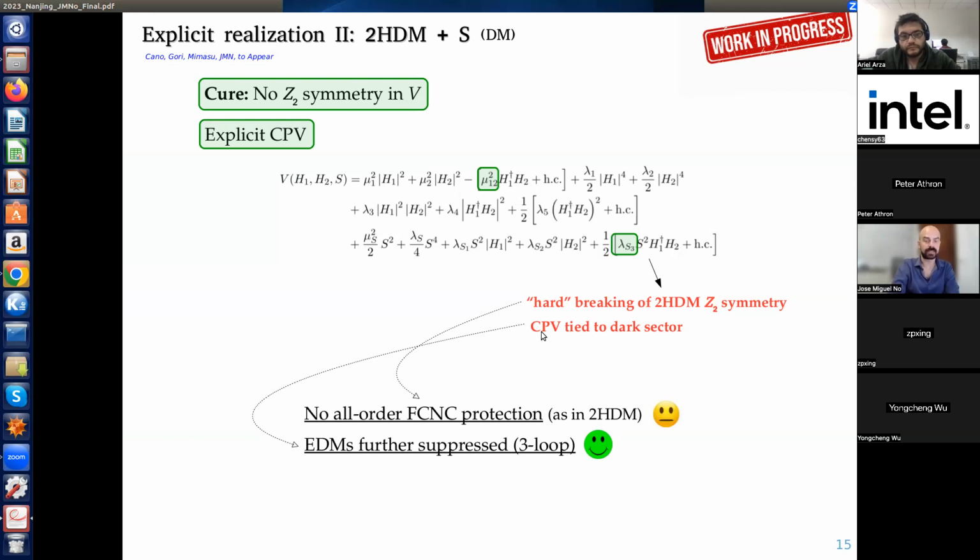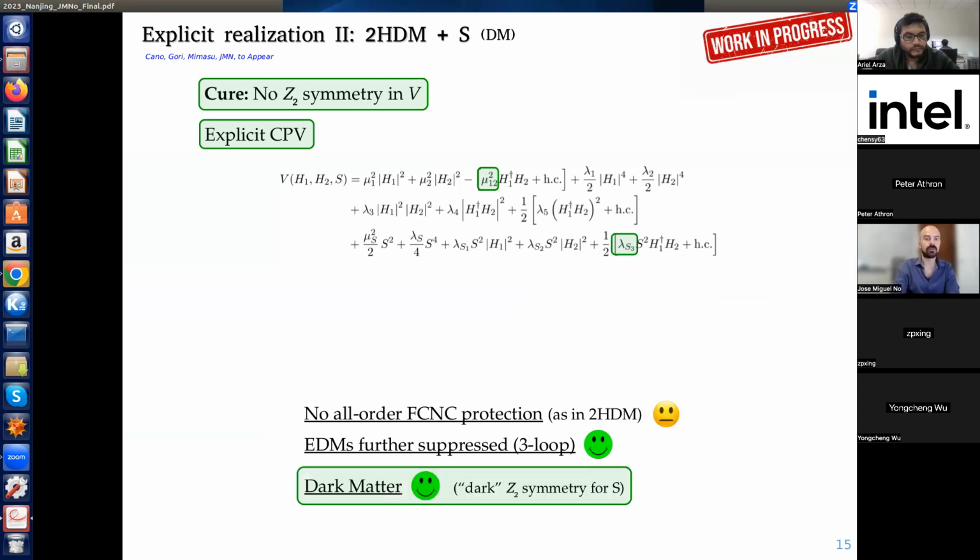You gain one loop, you don't have an all-order separation. And then the fact that CP violation is tied to the dark sector means that electric dipole moment contributions will need the dark particle to enter into the game, so they will be suppressed again by one order, so from 2 to 3 loops. And this gives enough suppression to uplift a lot the current EDM constraints. Now, these are the good and the bad things in a sense.